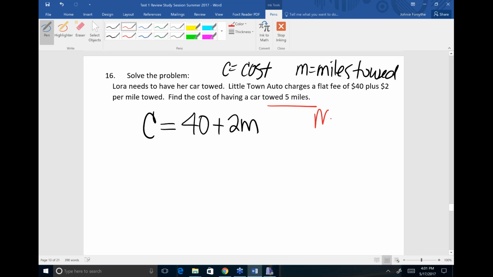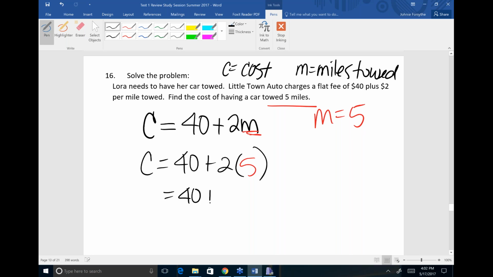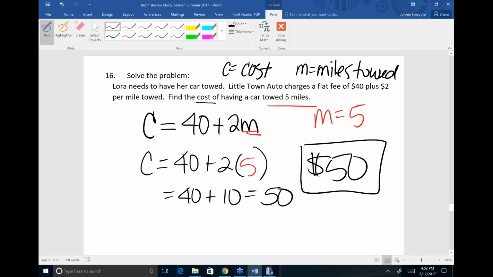So now they tell us that they want to find the cost of having a car towed 5 miles. So that means that we're going to make the number of miles equal 5. So we're going to plug that in our equation. So the cost equals 40 plus 2 times 5. So 2 times 5 is 10. So we have 40 plus 10, which is 50. So the cost would be $50. Okay.